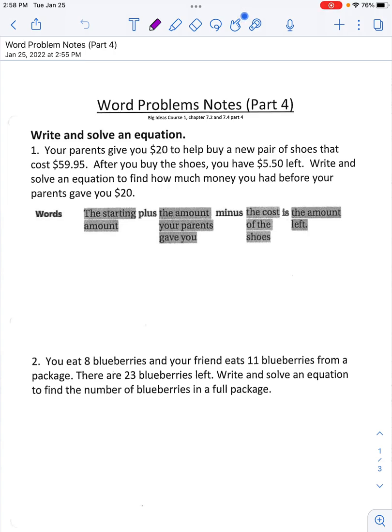It says your parents give you $20 to help buy a new pair of shoes that cost $59.95. After you buy the shoes, you have $5.50 left. Write and solve an equation to find how much money you had before your parents gave you the $20. So we're not sure how much you started with.